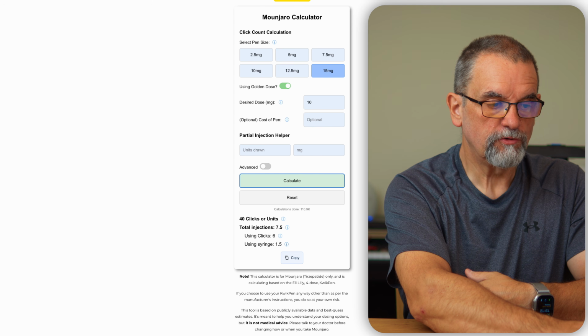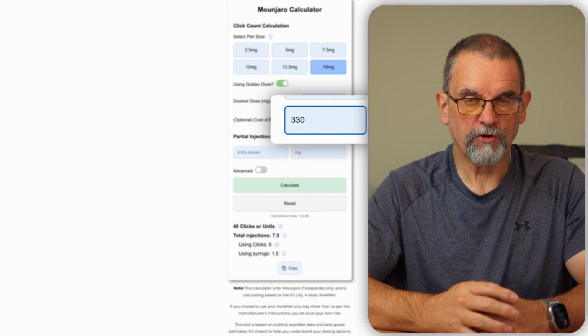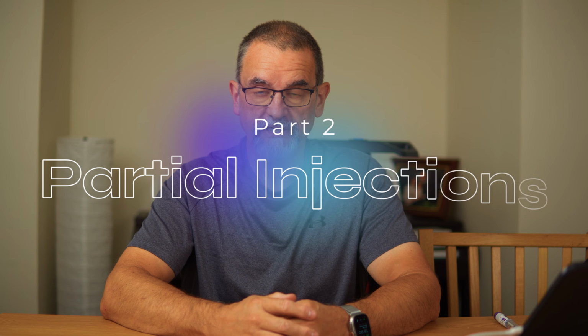The calculator will also let you put in a cost. It will tell you a cost per week and an approximate saving. Please note, the number of injections is a rough estimate based on the average user. It's possible you'll have slightly more or slightly less left in the syringe after using all your normal and full syringe injections. Regardless, it's likely at some point you'll have less than a full dose of liquid left to extract with the syringe. That's where the partial injection helper comes in.